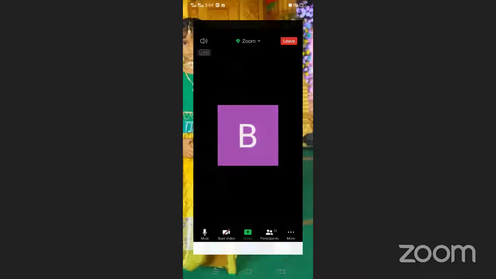What happened? It's my separated screen.